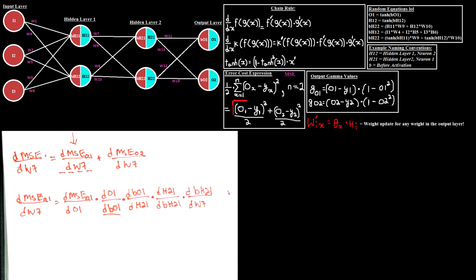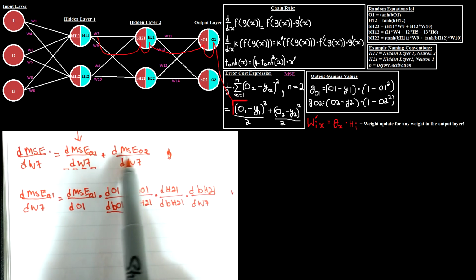We're taking the derivative of mean squared error of output 1 with respect to output 1. And then we're taking the derivative of output 1 with respect to before activation of output 1. And then before activation output 1 with respect to h21, h21 with respect to before activation of h21, and finally weight 7. That's the chain rule, right? We're just chaining them together, slowly expanding and unrolling this chain rule out, because each of these components in turn are the parameters, I guess you could look at it.